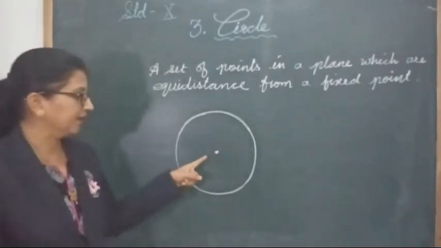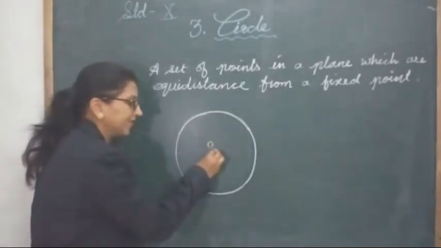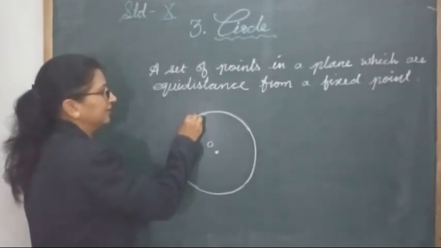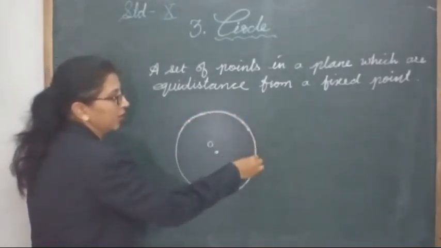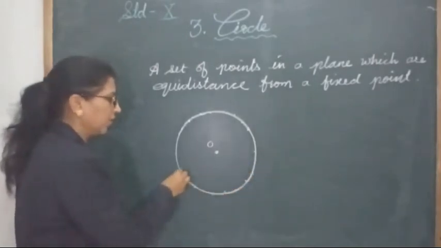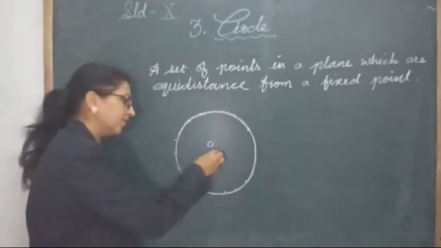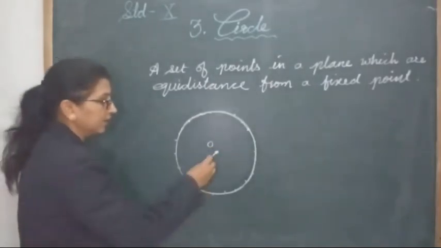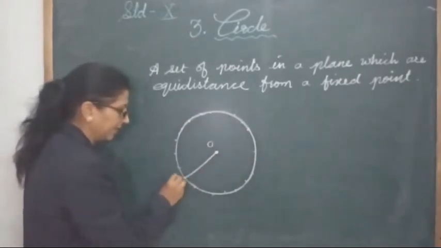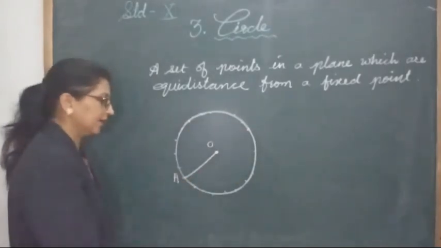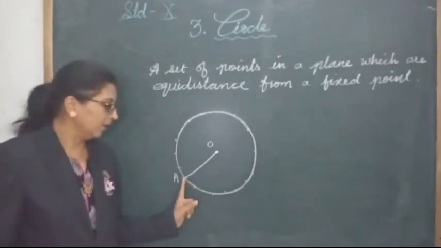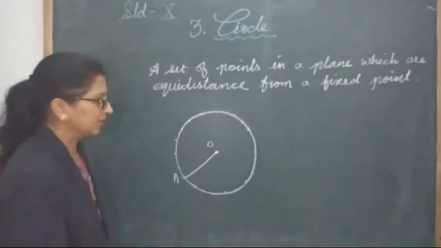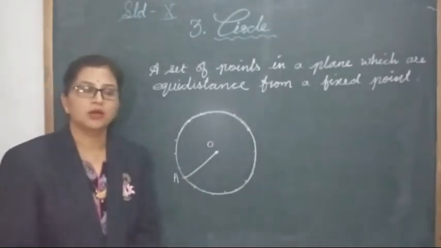Now you can see here this O is a fixed point, and from this point O, these are the set of points, and all these points are equidistant from this fixed point O. So the point on the circle, let's take that point as A. Here the segment joining the point on the circle and the center is called the radius. You have already studied this in your lower class.